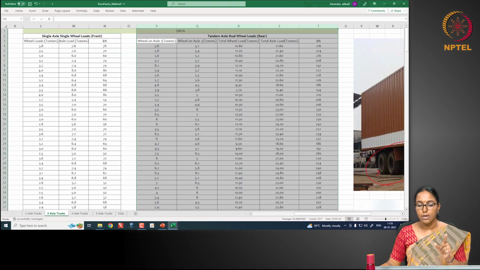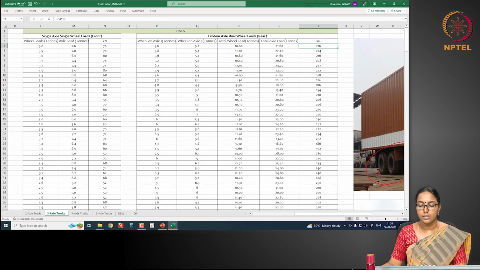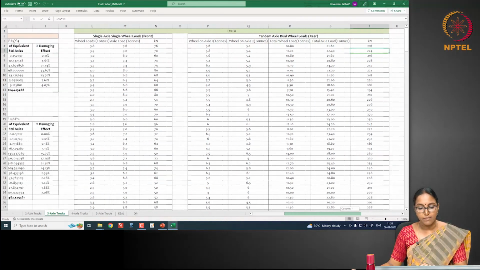So you have a tandem axle, 2 axles. On each axle you note the weight on one wheel, multiplied by 2 will give you the weight on that particular axle. So you get the axle load on one axle of the tandem wheel and the other axle of the tandem wheel, and it is summed together to get the total tandem axle load. This is how you collect the data from the field and sum it up to get the axle load. So 216 kilonewton is the axle load of the first vehicle, 224 is the tandem axle load of the second vehicle, and so on.